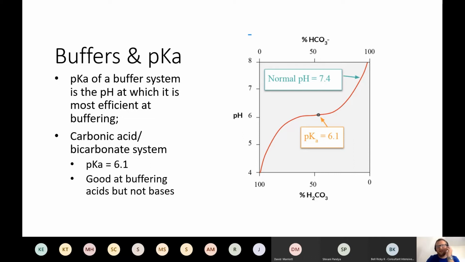So if we take this into in vivo, which has a normal pH of 7.4, we can see that in this system it's predominantly bicarbonate ions, so 90% is bicarbonate ions, and only about 10% is carbonic acid. So what this means is there's a lot of base in this system, so it means that it's good at absorbing acids, but it's not very good at buffering bases.